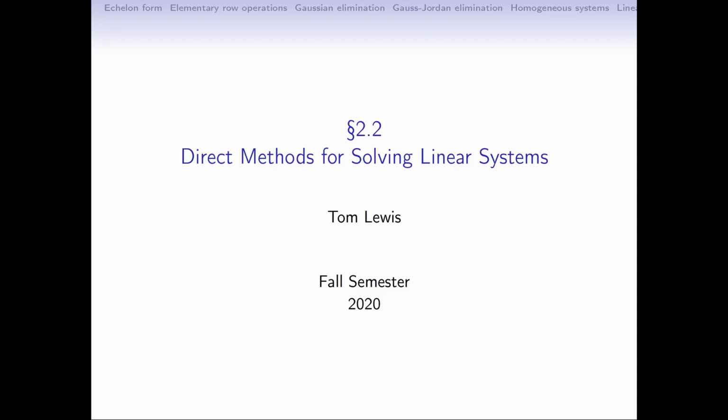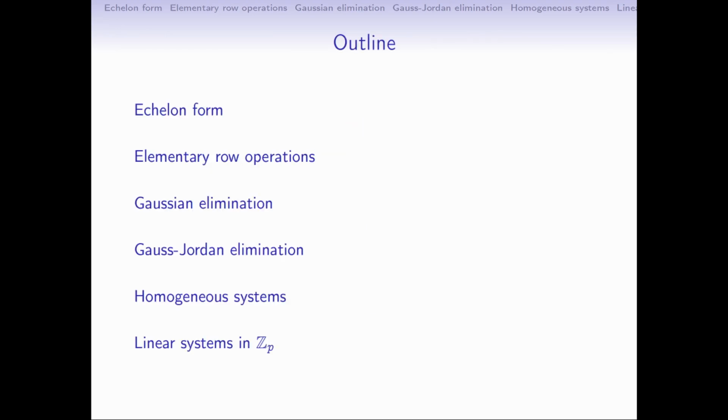Welcome back. This will be the second half of our video lecture on section 2.2. We're looking at direct methods for solving linear systems. Now, if you remember, in our first installment, we covered the echelon form, elementary row operations, and Gaussian elimination. So in this lecture, we'll pick up where we left off. We'll do Gauss-Jordan elimination, homogeneous systems, and linear systems in Z_p, where p is a prime value.